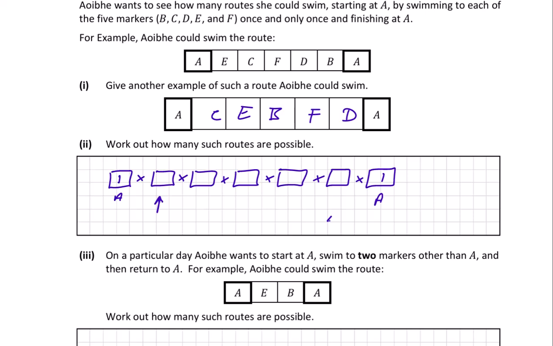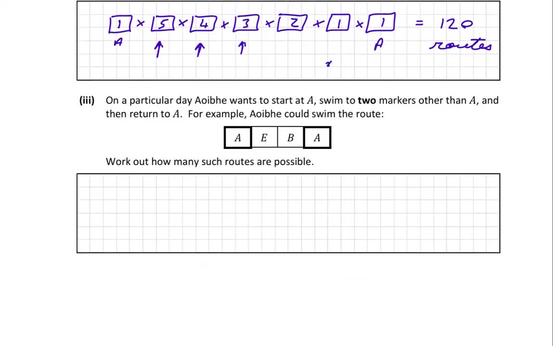So in between then, how many possibilities has she got here? Well, if she starts at A, there are 5 other markers, so she has 5 choices there. Once she's picked one of those markers, she has only 4 left to choose from. And once she's picked one of those, she has only 3 left here to choose from. Once she's picked those 3, then she has only 2 left and 1 left here. So if you multiply all of those, you will get 120 routes. That's it.